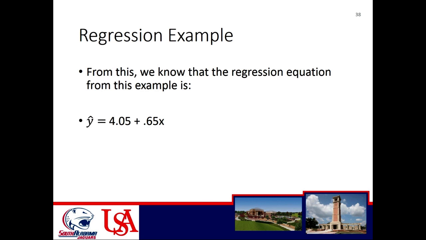So we would say that our beta naught, or our intercept, is 4.05. In this data set we're looking at, our starting point, or our intercept, is 4.05. And we know that the slope is 0.65.